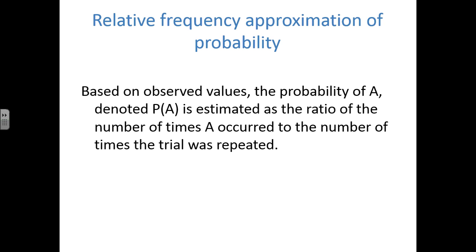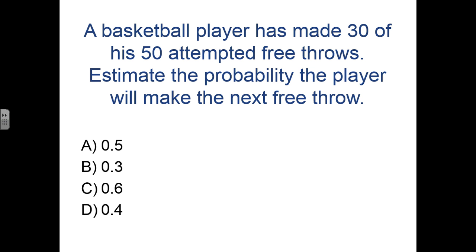The relative frequency approximation of probability is based on observed values. So we observe the number of times that A occurs, and we divide that by the number of times the trial was repeated. So for example, a basketball player has made 30 of his 50 attempted free throws. Estimate the probability that the player will make the next free throw. Pause the lecture for just a minute and answer this problem. Okay, so you did 30 divided by 50 and you got 0.6. So about a 60% probability that he will make his next free throw.